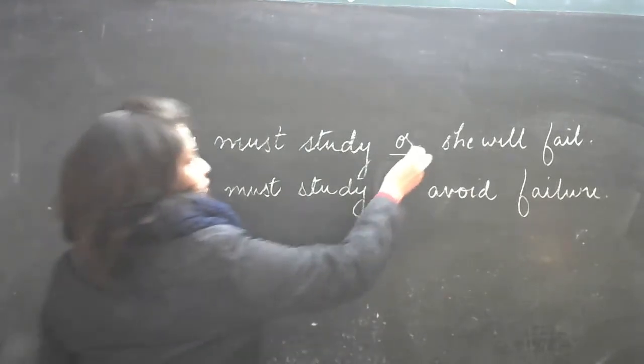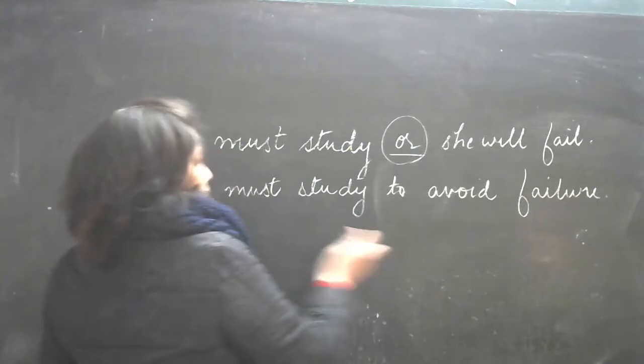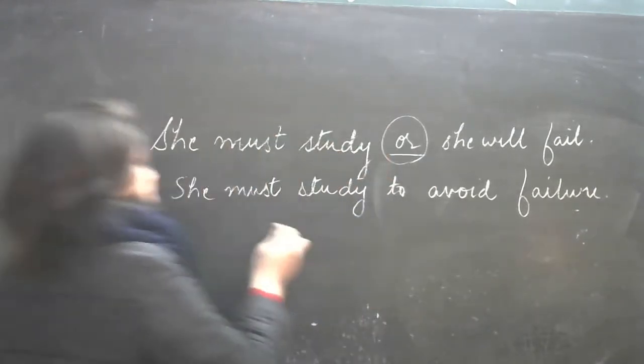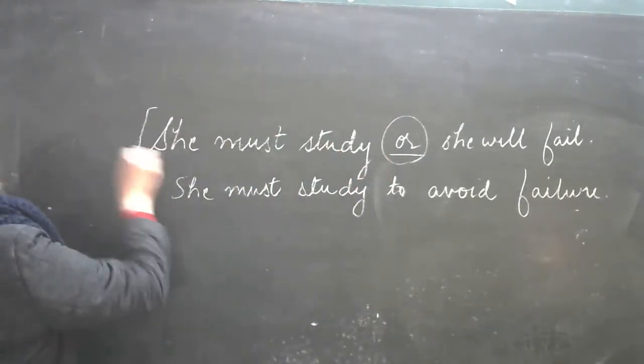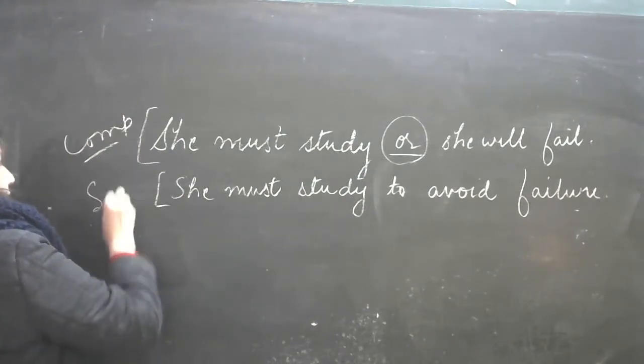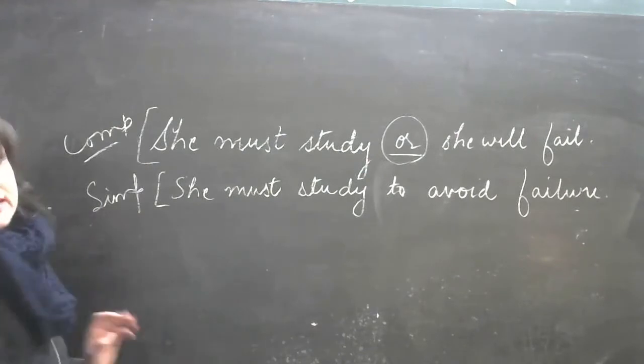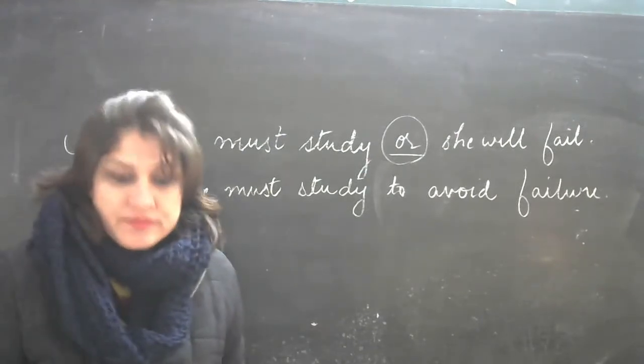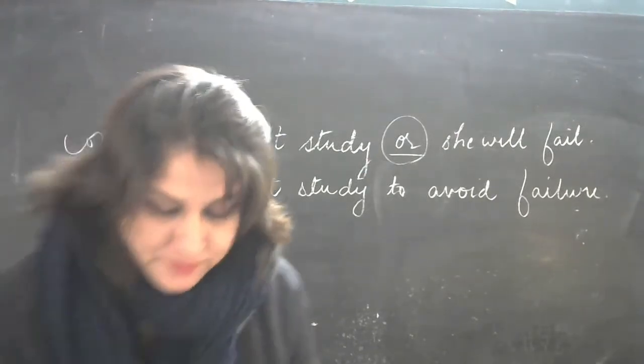See, now what I've done is I've removed the conjunction and I've made it into a simple sentence. So this is your compound sentence and this is your simple sentence. Right? Now let's continue with the next one.